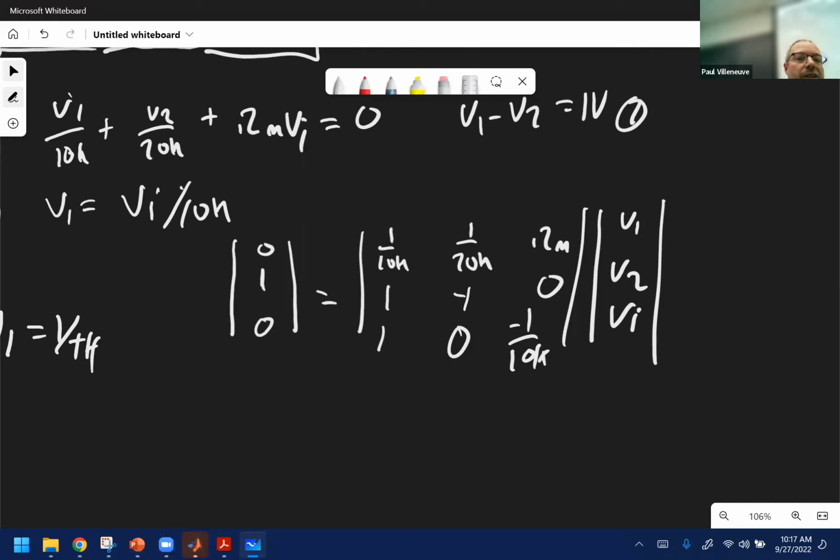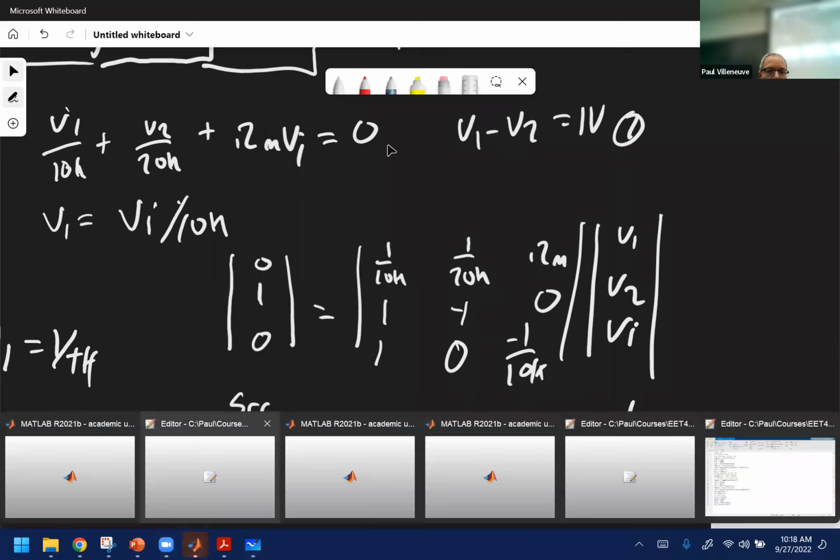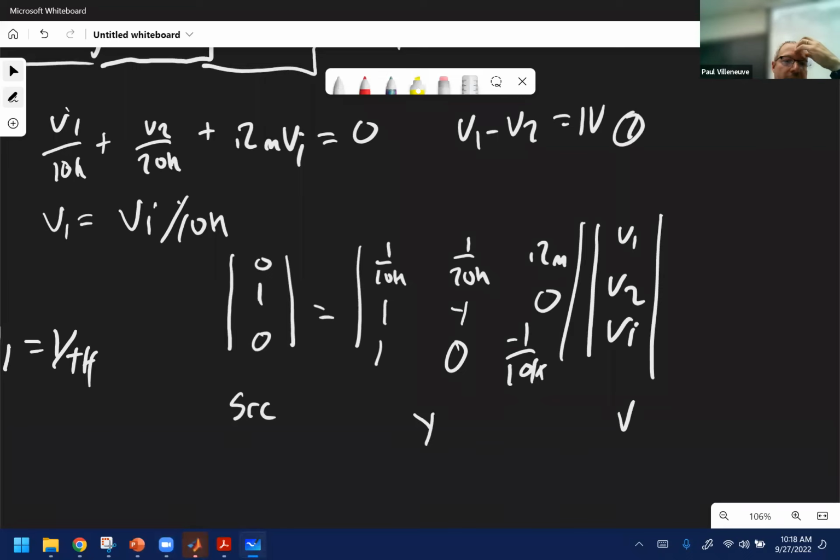So I'll call this SRC matrix. I'll call this my Y matrix, and I will call this my V matrix. So what I'm going to do now is bring up MATLAB, and I'm going to show you. Actually, let's rewrite this just so we have source equals Y times V. I want to solve for V.